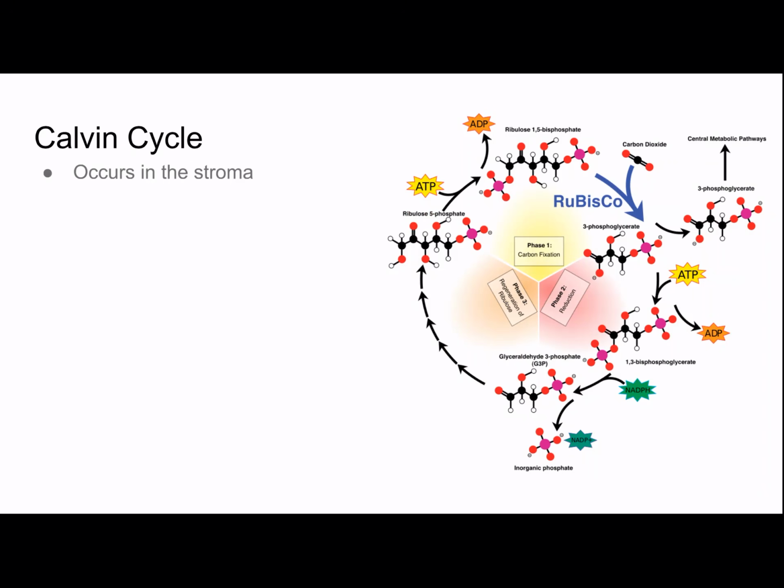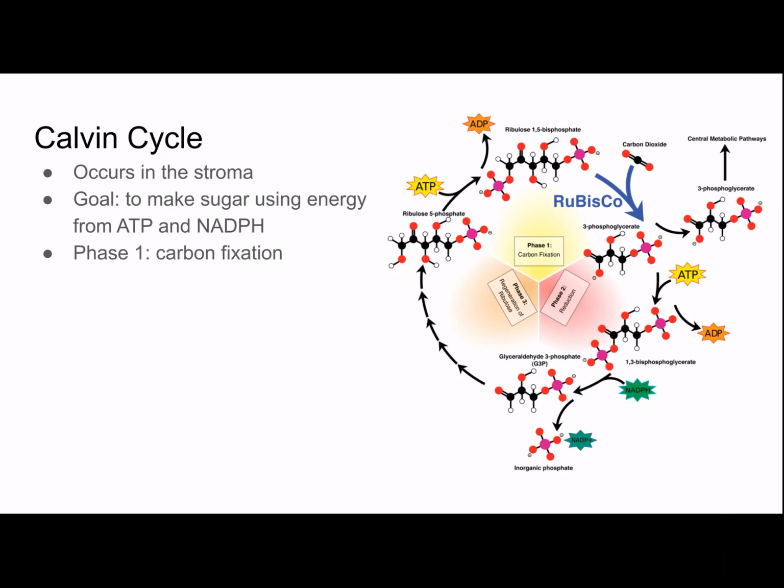The Calvin cycle occurs in the stroma. The goal is to make sugar using energy from ATP and NADPH, so that's why we call it the synthesis part of photosynthesis, because here is where the sugar is made. It can be broken apart into 3 phases.